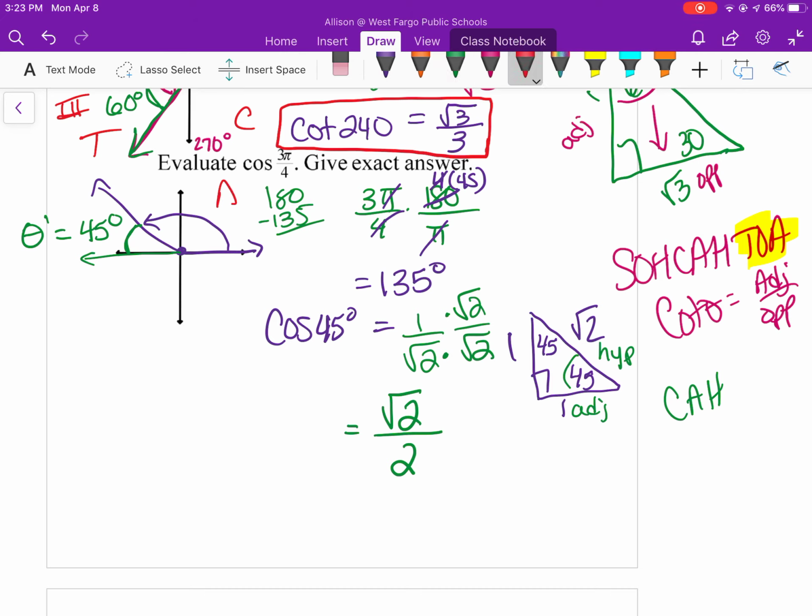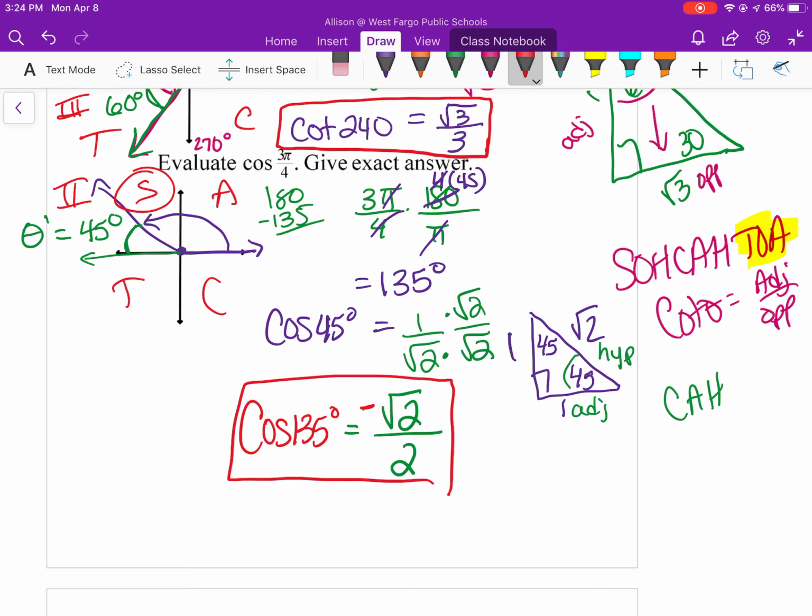And then we are in All Students Take Calculus. So we're in the second quadrant, which is only positive for sine, which means my answer for cosine of 135 degrees is going to be negative square root of 2 over 2. Now the cosine of 45 degrees is positive square root of 2 over 2 because 45 degrees is in the first quadrant, so all trig functions are positive. So the cosine of 45 degrees and the cosine of 135 have the same trig value, the square root of 2 over 2, but the 135 is going to be negative square root of 2 over 2 because it's in the second quadrant versus the first.